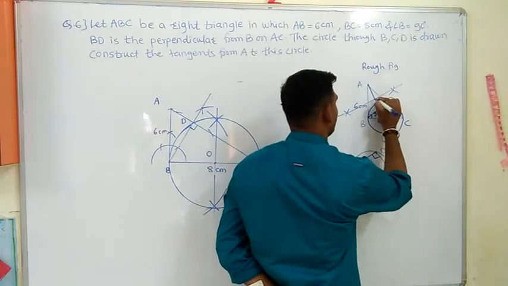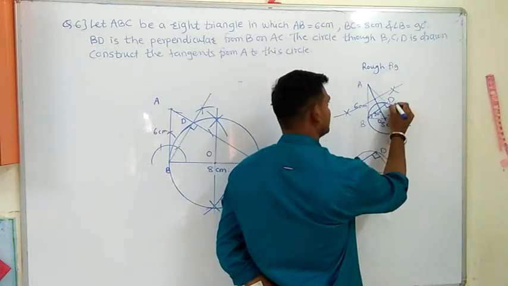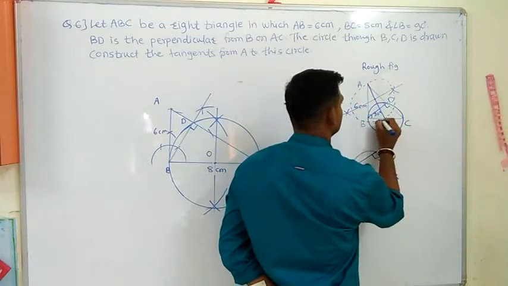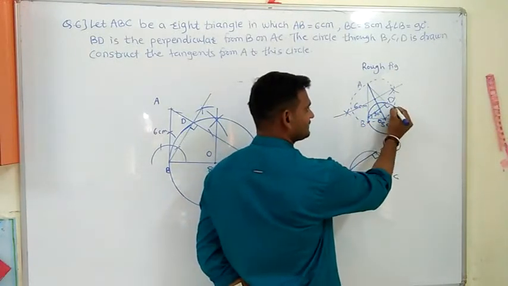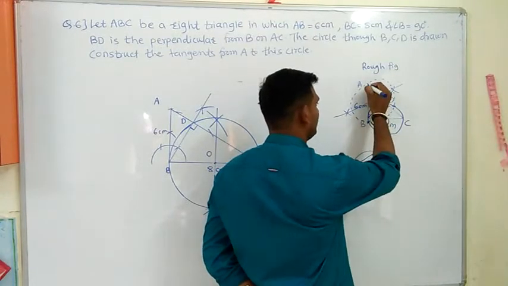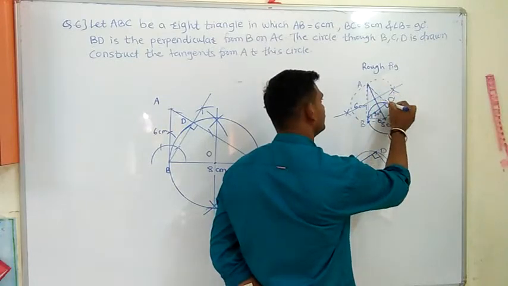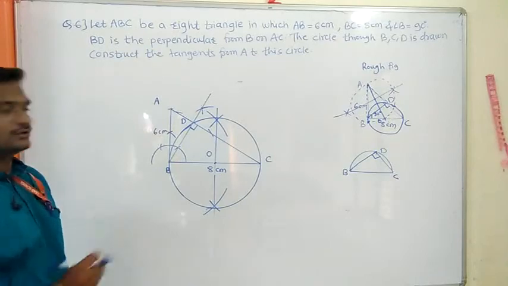I have drawn it here. And from this point I have to draw one circle like this, which is passing through the point A. Where this circle intersects the main circle, these 2 points are the points of contact of the tangents. And now we have to draw these tangents. These are the 2 tangents. This is rough work. Same work we have to do here.